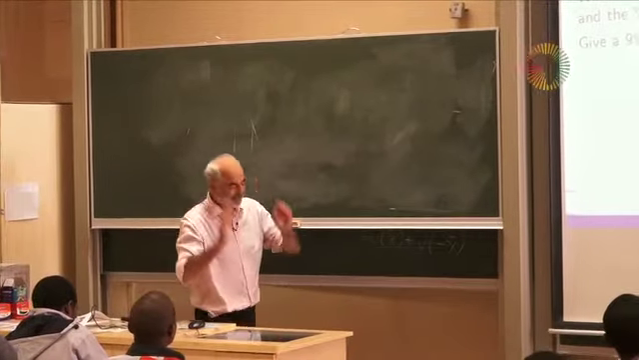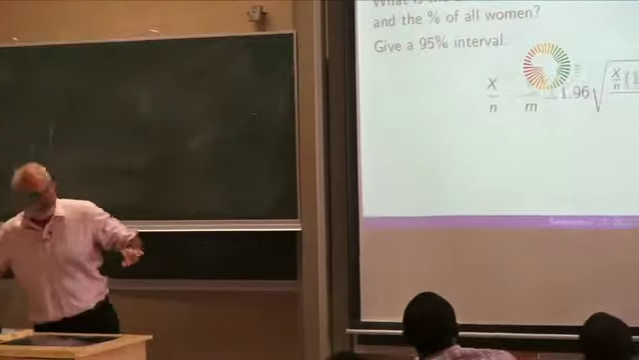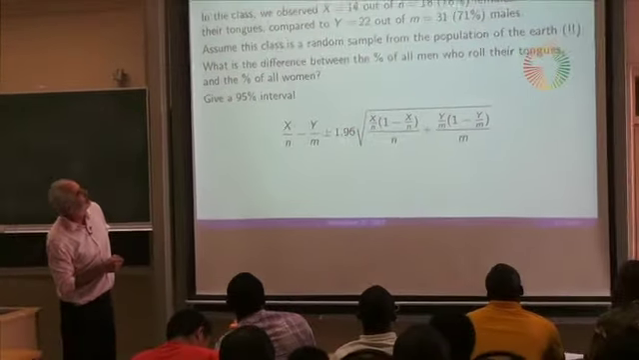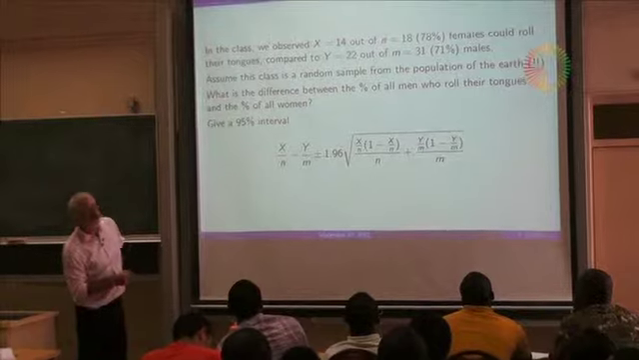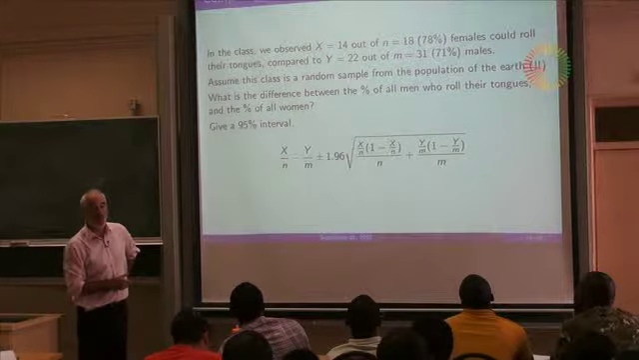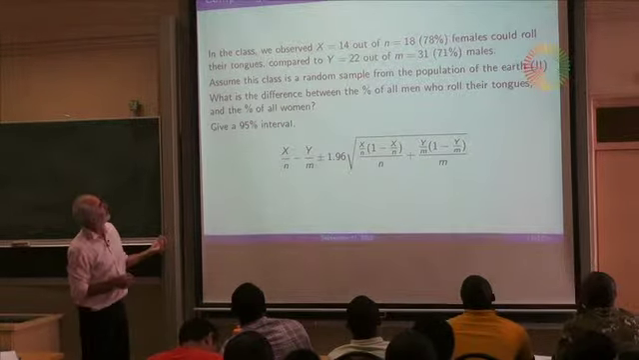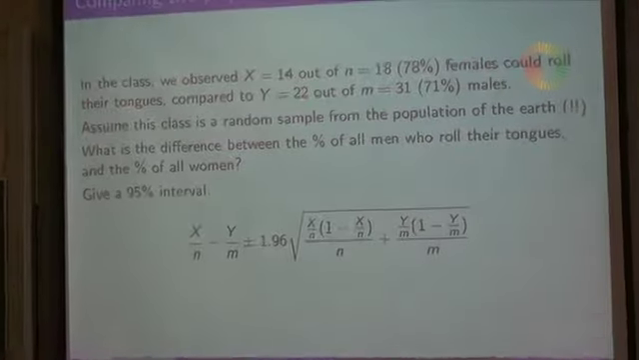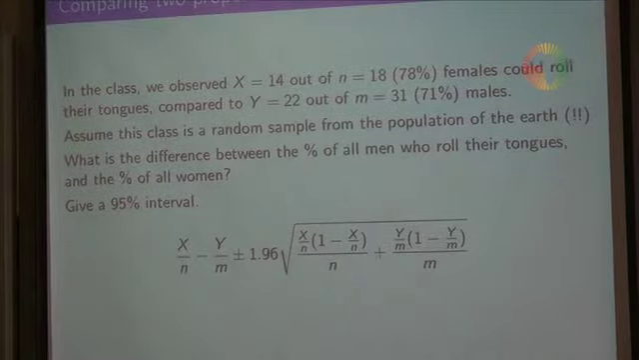Okay, a silly example. In the class, out of 18 females, 14 could roll their tongues. Like that. 78%. And out of 31 males, 22 could roll their tongues. 71%.